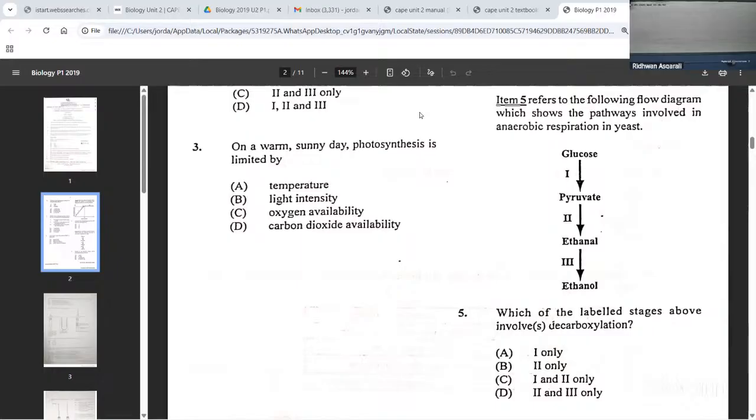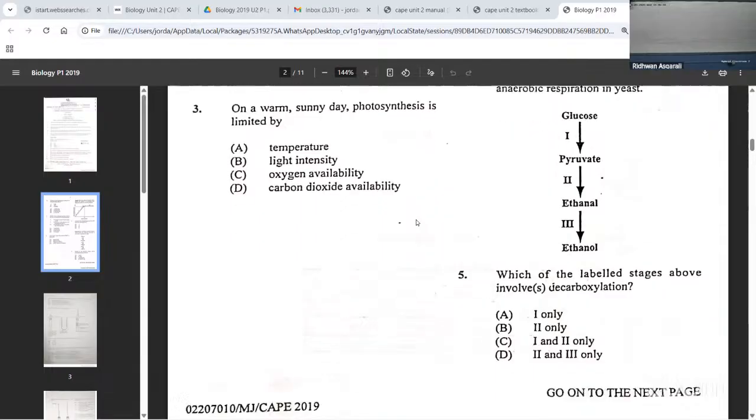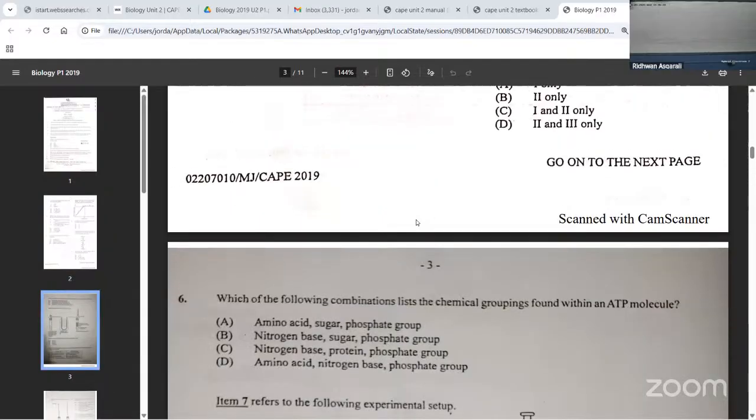Okay, right? So yeah, for number 5, the answer would be 2 only, right? So when you're going from pyruvate to ethanol, it will involve decarboxylation, which means it's losing a carbon atom. Right. Okay, John, you can help us out with 6, right?